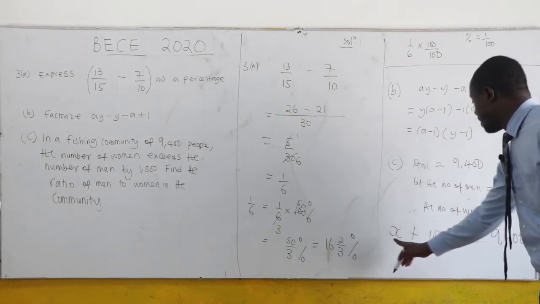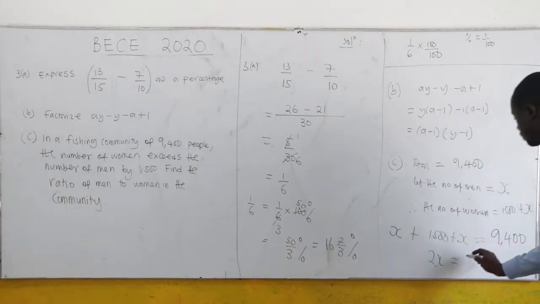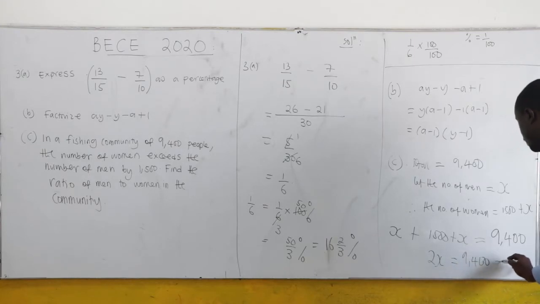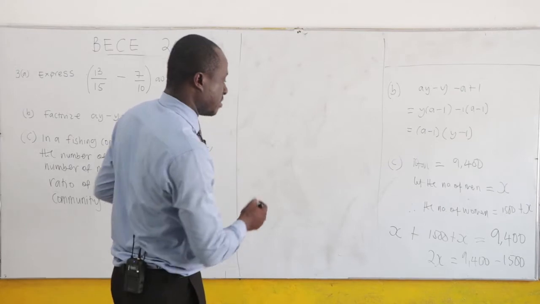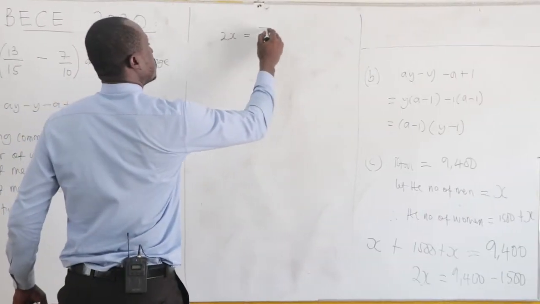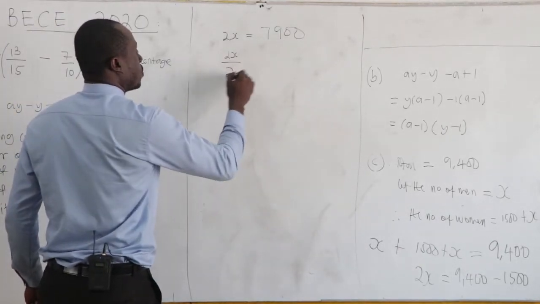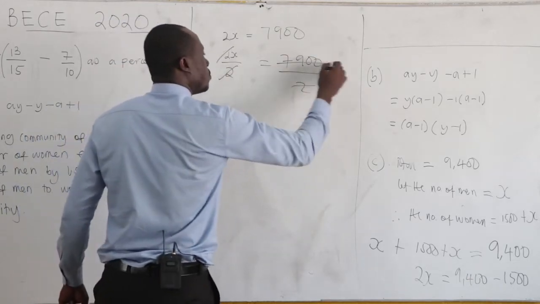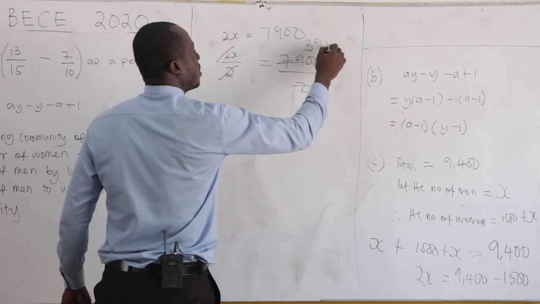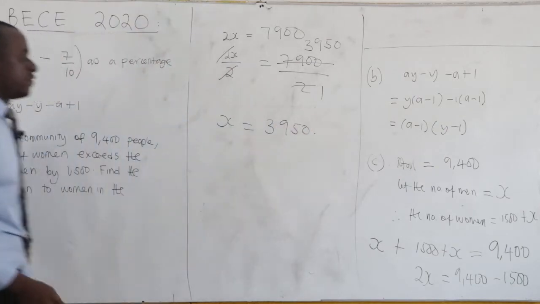Now, x plus x is giving us 2x. So 2x, now let's take this to this side. So you have 9,400 minus 1,500. Now, 9,400 minus 1,500 is 7,900. So you have 2x equal to 7,900. We want to find x. So we divide by what is multiplying the x, which is 2. This will go here 1, this will go here, that is 3,950. So our x is 3,950. So that's our number of men.